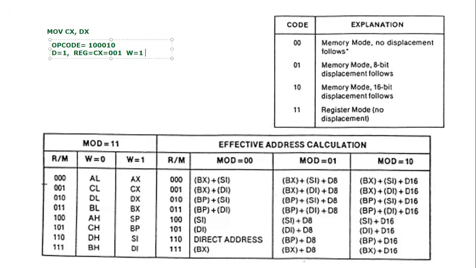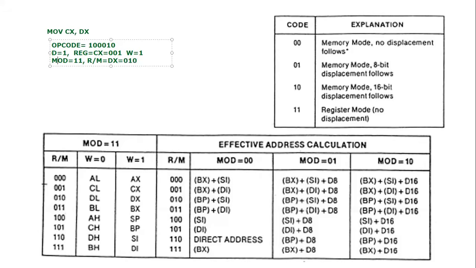Then we will consider mod and r/m. We know that cx and dx, both of them are registers, so there is no memory, it's a register mode. And for register mode, the mod value will be equal to 11. And r/m would be what? We have already considered cx, so r/m would be dx. And for dx, the value is 010 in the table, right?